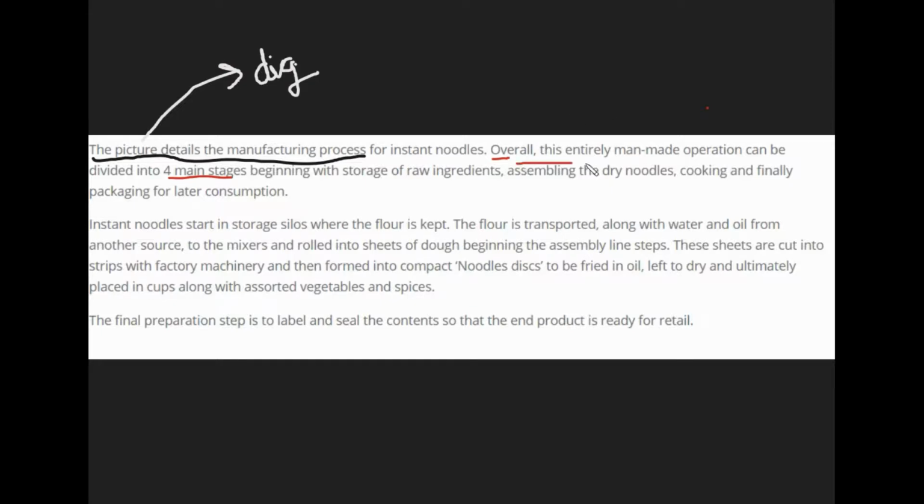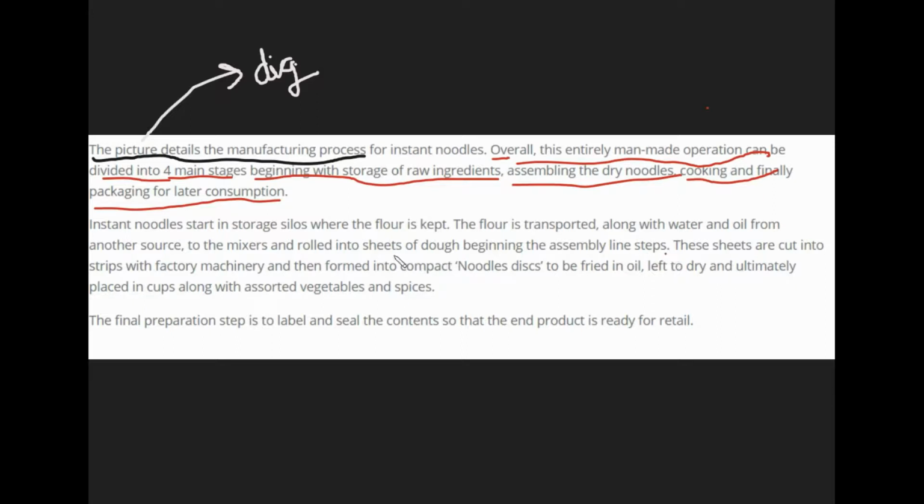Overall, this entirely man-made operation can be divided into 4 main stages, beginning with storage of raw ingredients. This is how I have paraphrased the first. Assembling the dry noodles, cooking, and finally packaging for later consumption. Simple and easy peasy. Alright, now here comes body paragraph 1. Instant noodles start in storage silos where the flour is kept. The flour is transported along with water and oil from another source to the mixers and rolled into sheets of dough, beginning the assembly line steps.